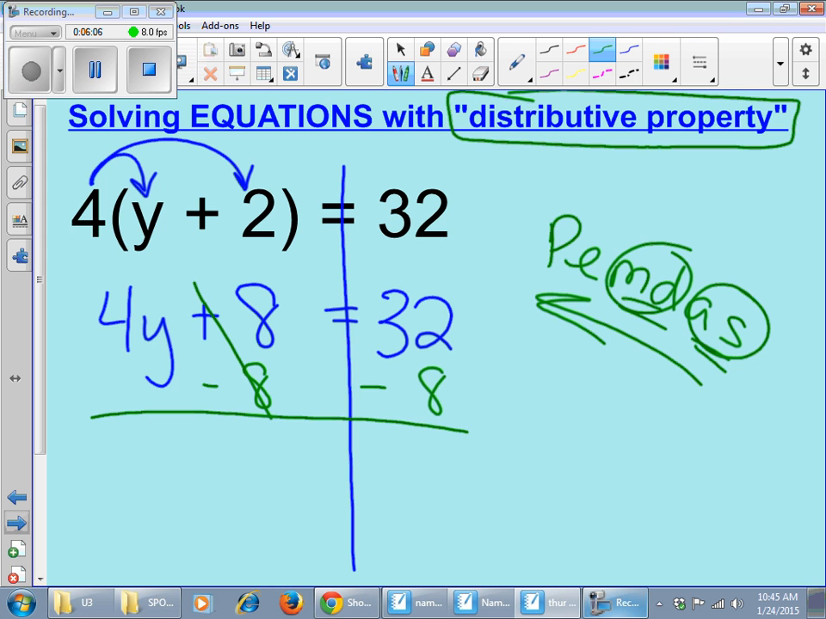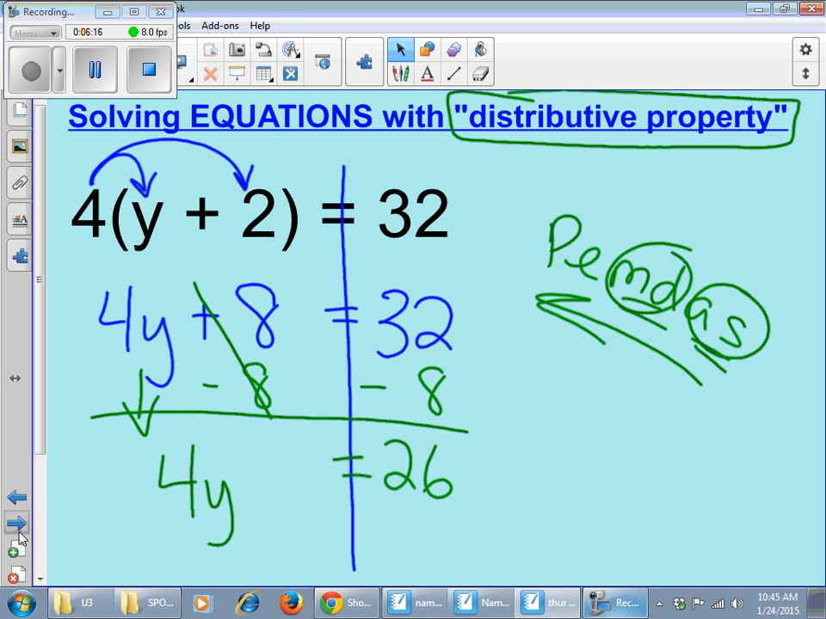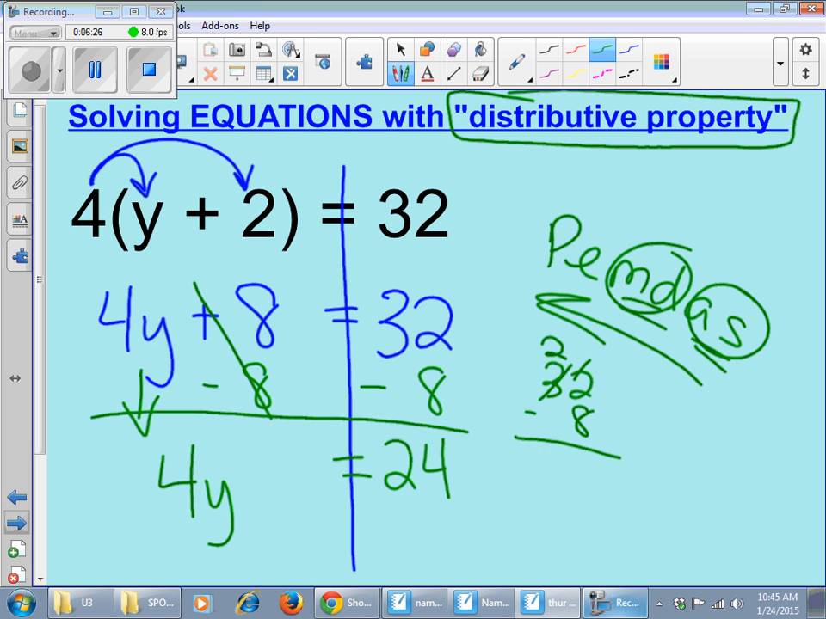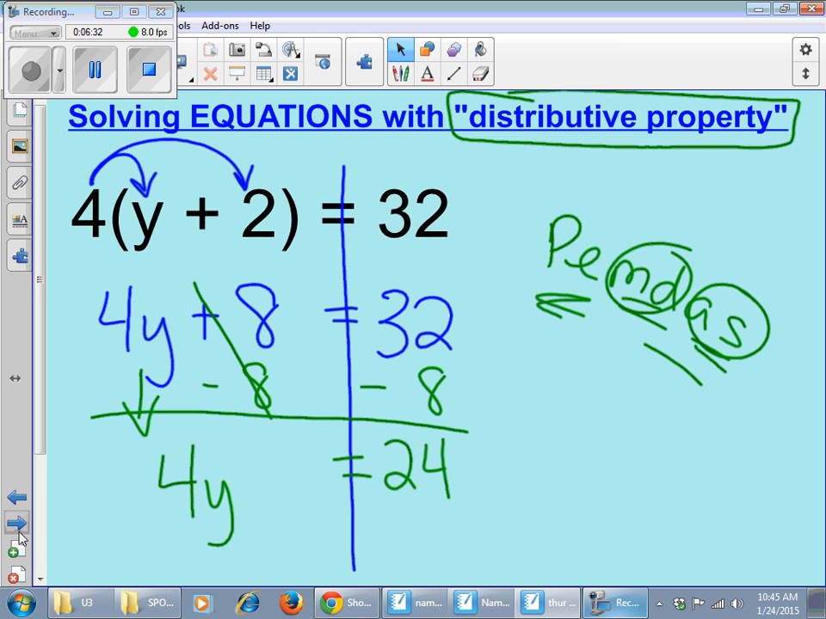Plus 8 minus 8 cancels out. 32 minus 8 equals 26. Equal sign stays the same. 4y comes straight down because we have not canceled it yet. Oh, I'm sorry, 32 minus 8, 24. I didn't do actual subtraction, I did mental math there, so we'll show the work here. 12 minus 8 is 4, 2 comes down 24. Sorry about that. See what happens when you rush?